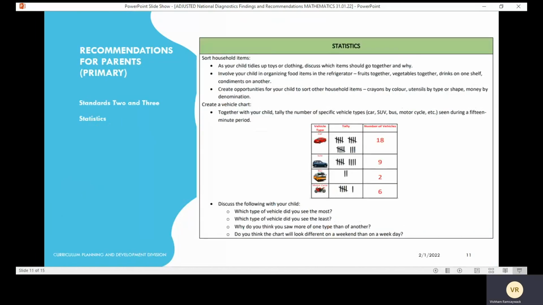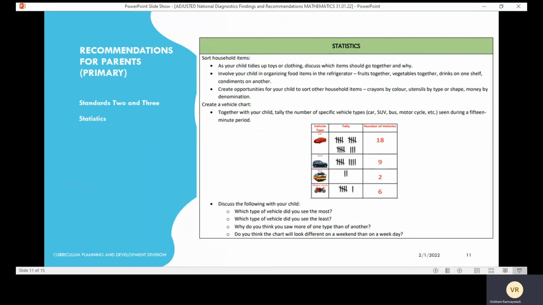Here we have a recommendation for parents, and we are looking at the standard 2 and 3 level, and we are looking at the strand of statistics. As you notice, the activities here can be done at home with your students. For example, you can encourage your child to sort household items. As your child tidies up toys or clothing, discuss with them which items should go together and why.